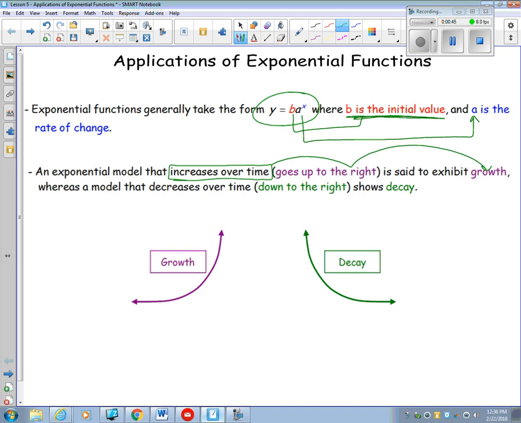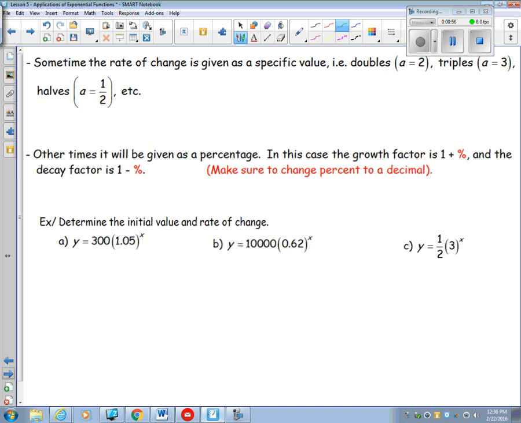A function that decreases over time, we call that decay. They're going down to the right. And as we know, these things level off to a horizontal asymptote, and we can maybe figure what that is down the road. Okay, some things we need to talk about. Rate of change. The rate of change sometimes is given as a specific value. Your function is doubling. Okay, that'd be an a value of 2. It's tripling, an a value of 3. It's quadrupling, an a value of 4. Maybe it's cutting in half, halving, a third or a quarter or a fifth. Okay, those would be fractions, obviously.